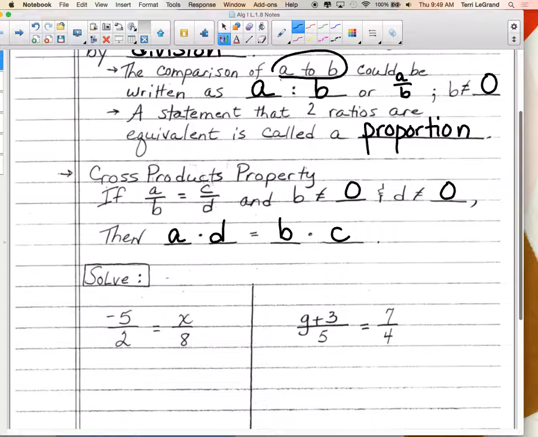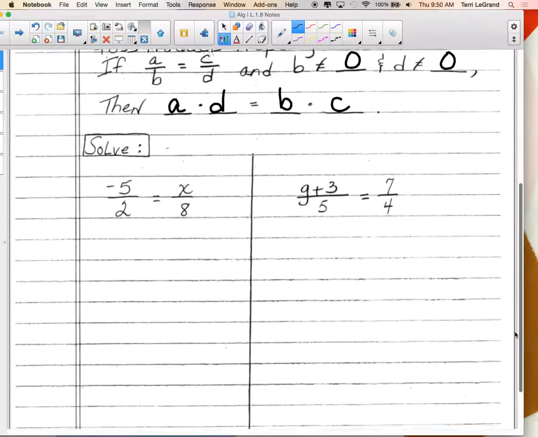So cross products. Oftentimes when we're simplifying multiplication of fractions, we think we're doing cross products, but we're not. We are dividing out common factors when we're simplifying multiplication of fractions. This is not multiplication of fractions. This is a fraction equal to another fraction. And we can say that the products of the opposite numerators and denominators are equal to each other. So this could also be written D times A equals C times B, because does order matter in multiplication? No, it does not matter in multiplication.